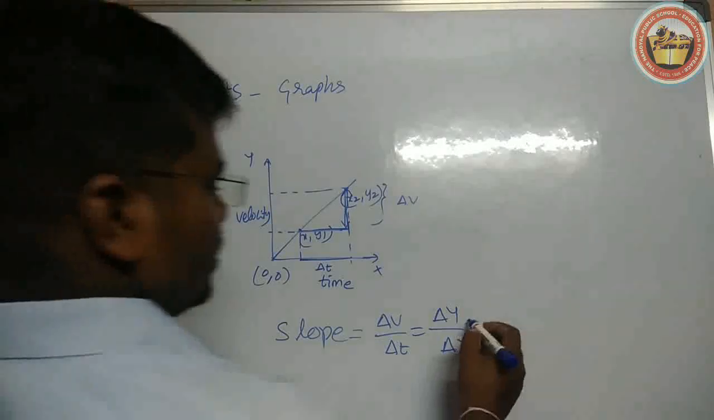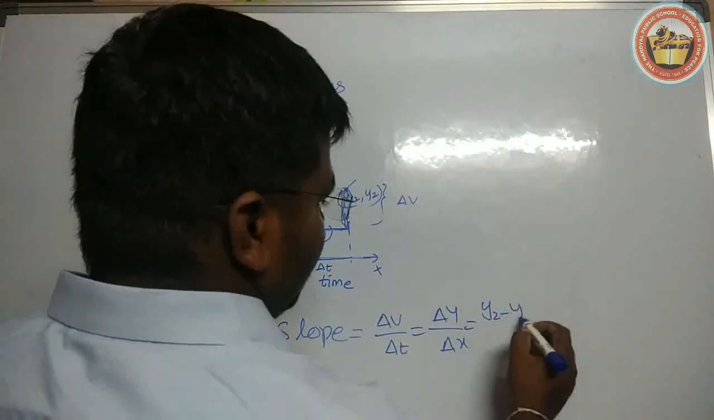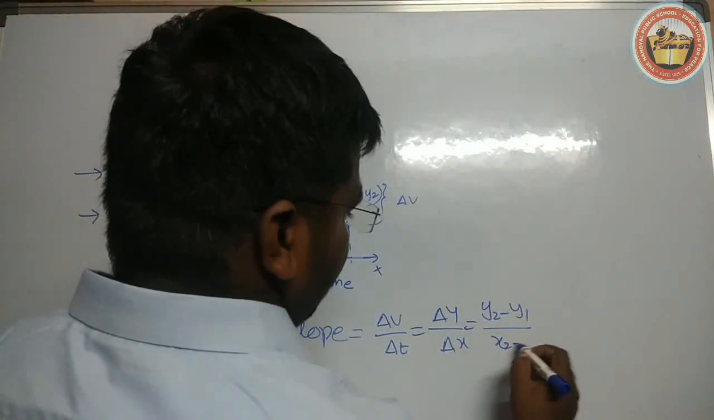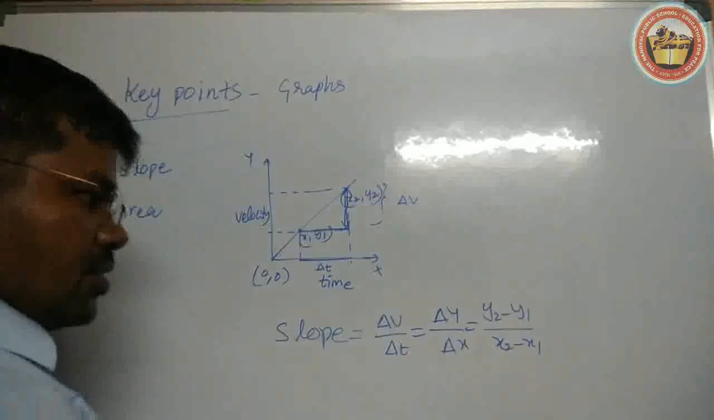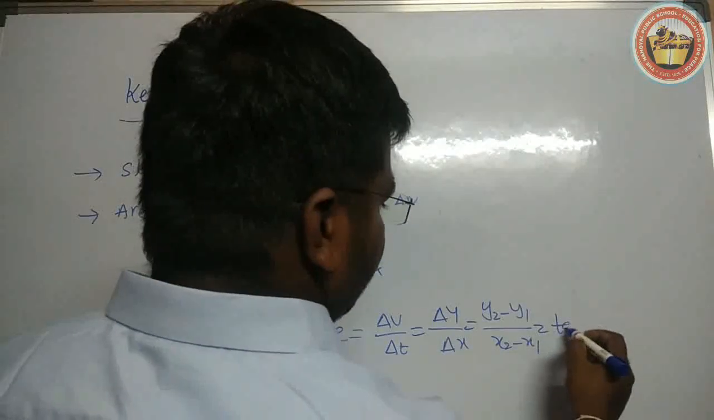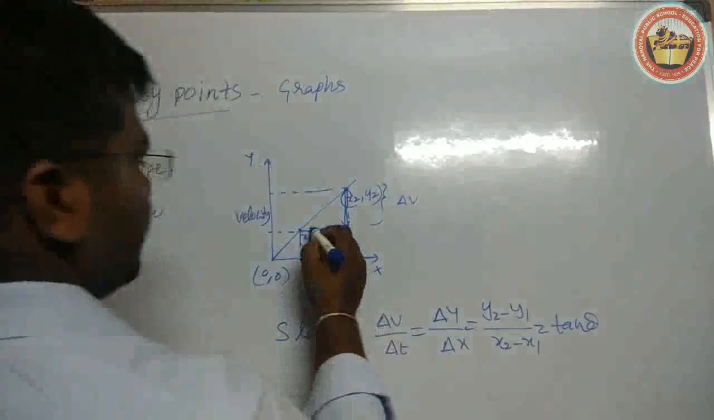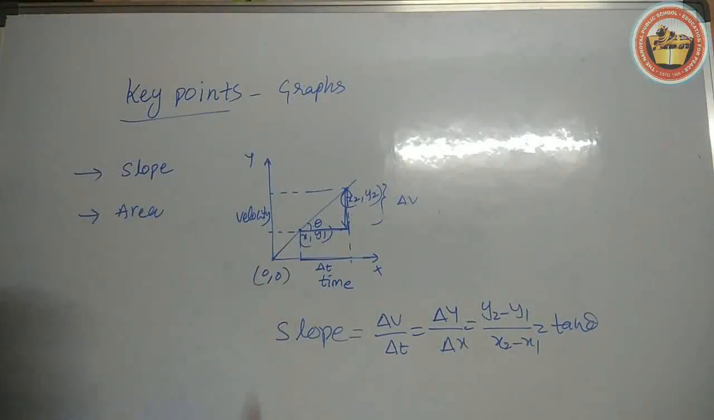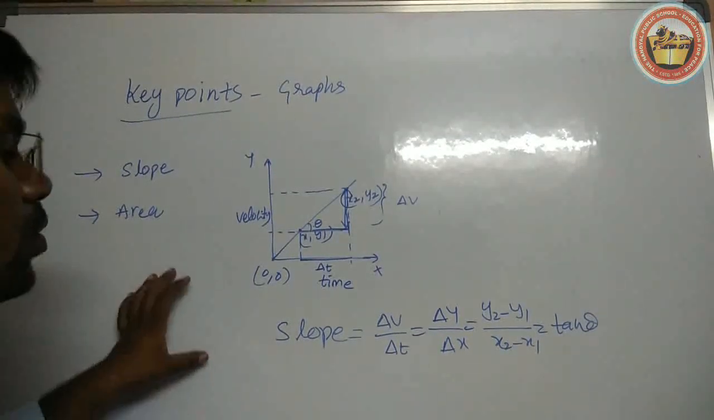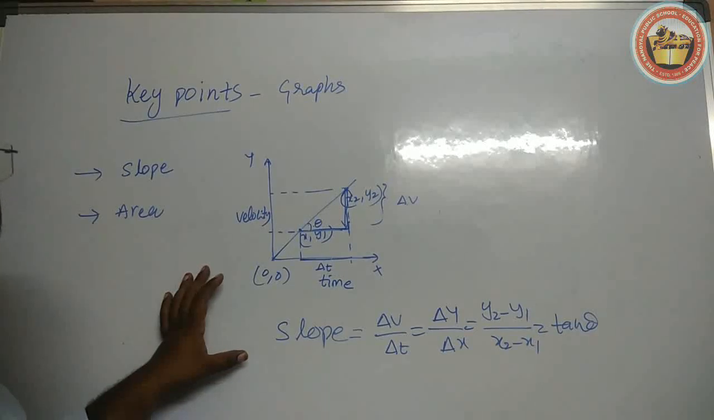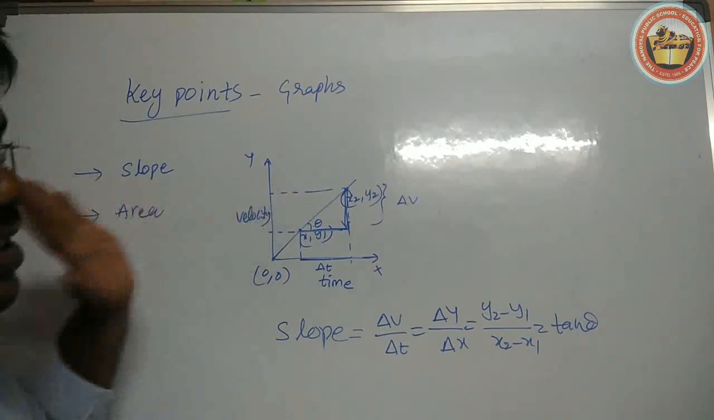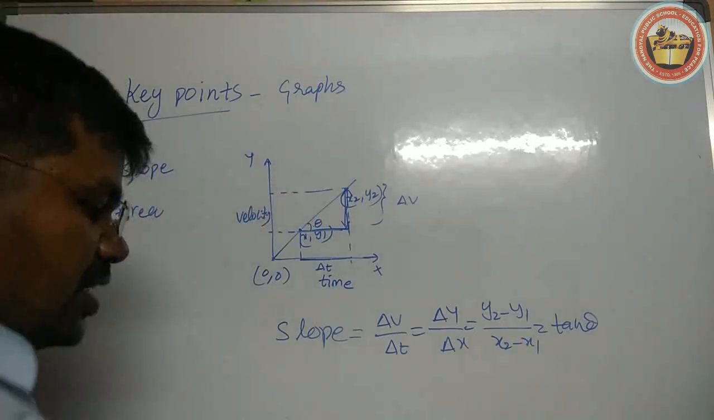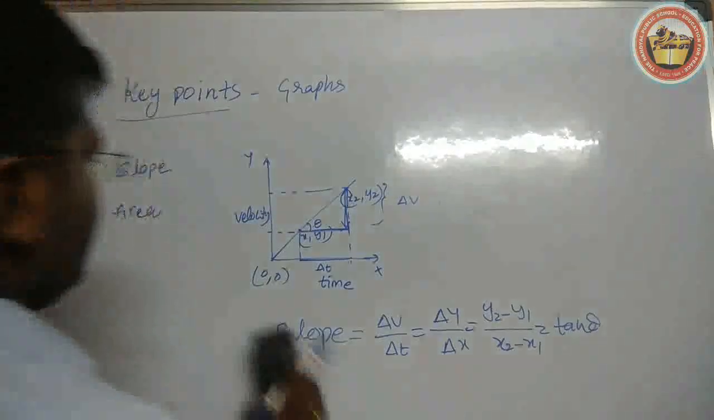In mathematics we can write (y2 minus y1) divided by (x2 minus x1). Sometimes we can say that it is tan theta. Here the line makes some angle, and from that we have to find the slope. So remember it, it is very important. Slope means like this. Understand? And area.